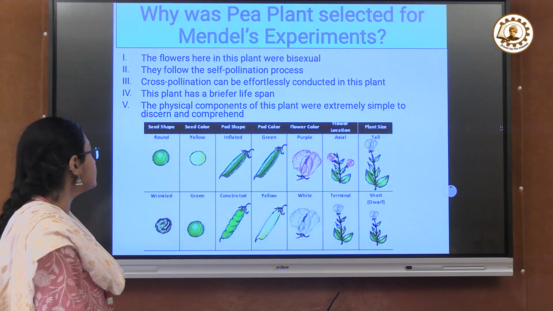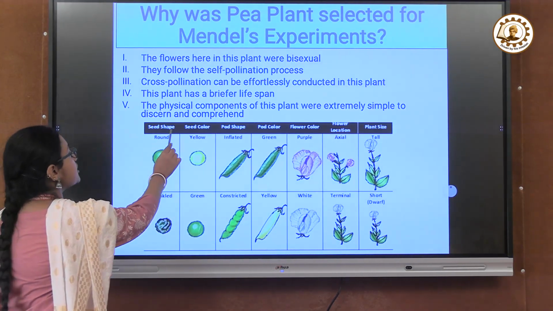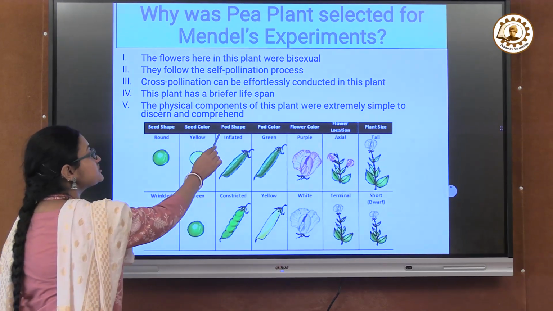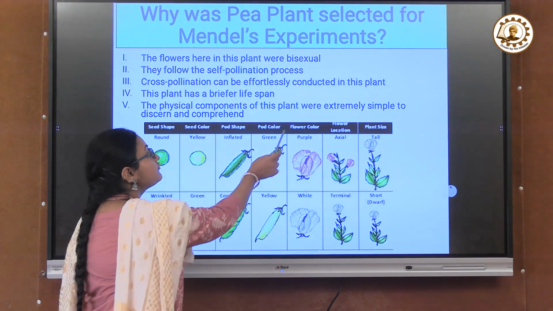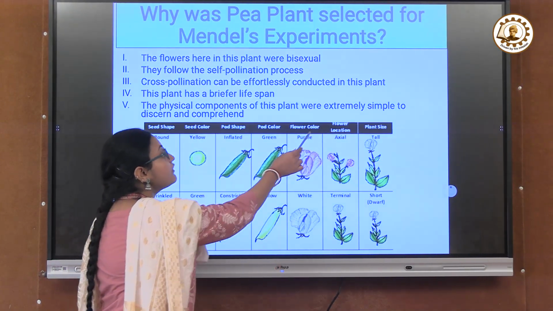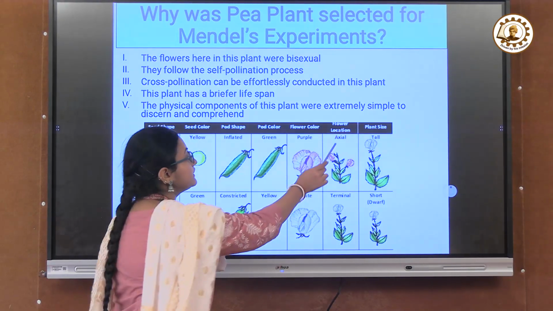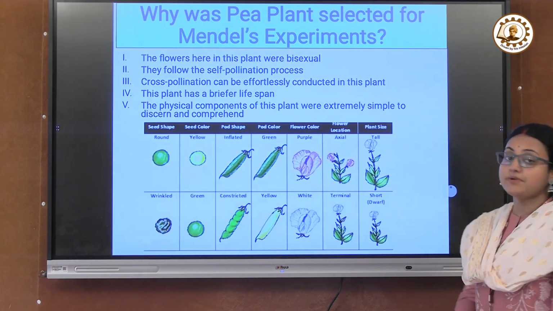They have a total of 7 different characters. You can see the seed shape, round and wrinkled; seed color, yellow and green; pod shape, inflated and constricted; pod color, green and yellow; flower color, purple and white; flower location, axial and terminal; plant size, meaning plant height, tall and short. So why did Mendel choose pea plants?